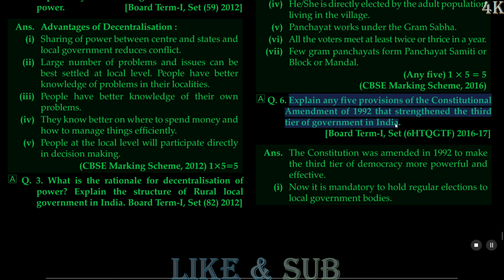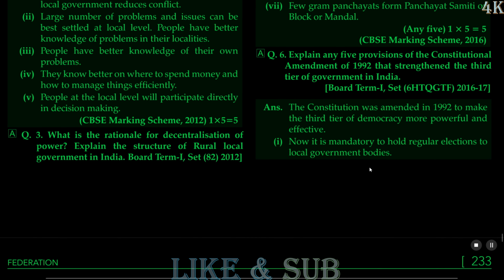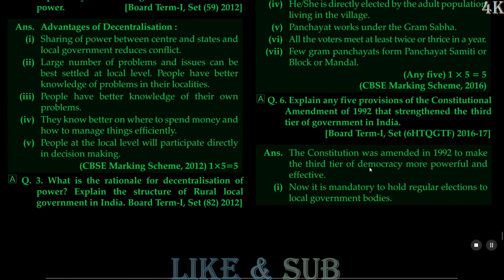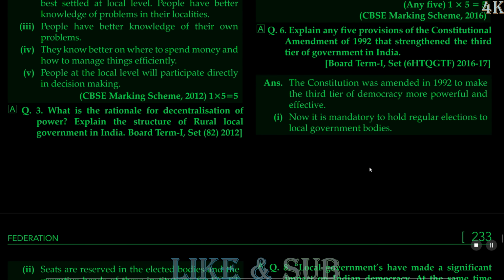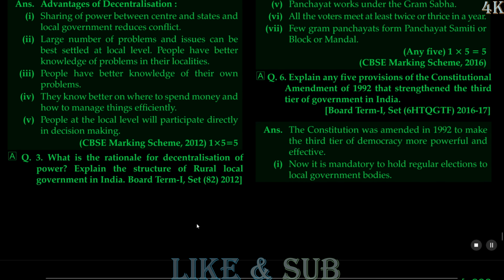Explain any 5 provisions of the Constitutional Amendment of 1992 that strengthened the third tier of government in India. The Constitution was amended in 1992 to make the third tier of democracy more powerful and effective. Now it is mandatory to hold regular elections to local government bodies.